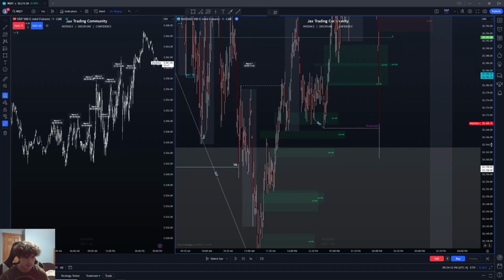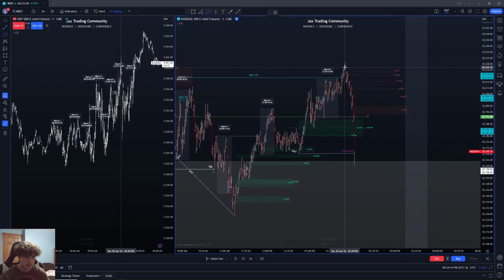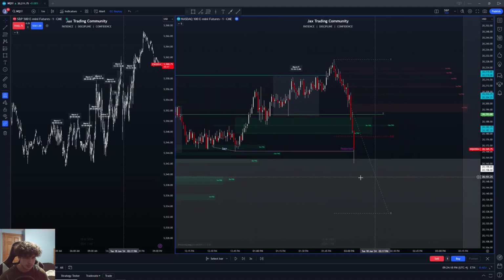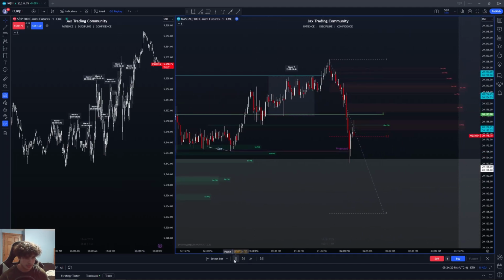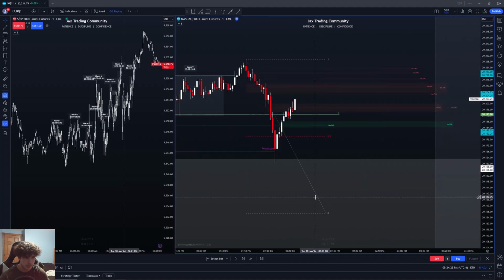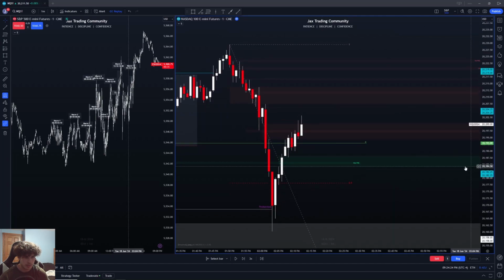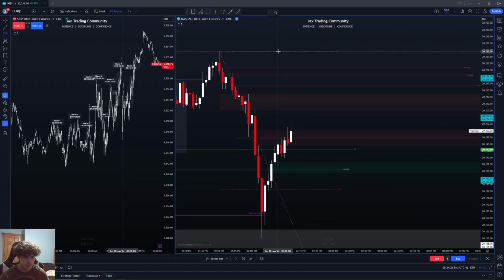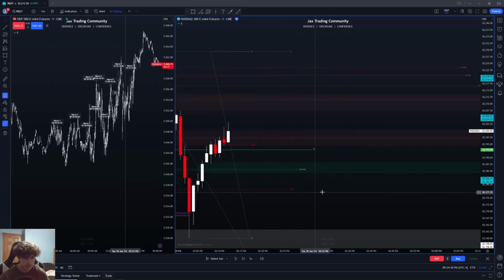That gets hunted. Also looking at this, we're in discount of the range. So anything could really happen here. We end up coming back up. Yeah, I did take a trade somewhere around here. So we did end up coming back up. We tap discount of this.